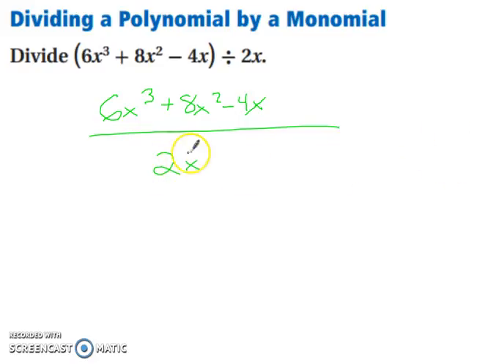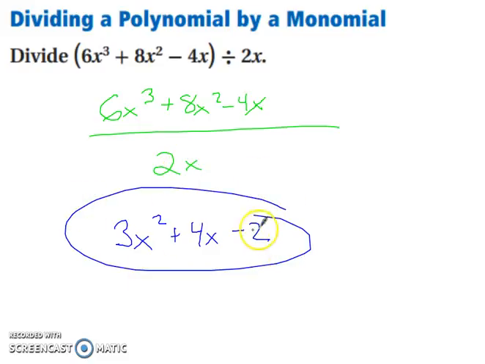So, if we were to divide the 6x to the third by 2x, we would end up with 3x squared. And now we do the next term. 8x squared divided by 2x is going to be a positive 4x. And then negative 4x divided by 2x is going to give us negative 2. And that's that.